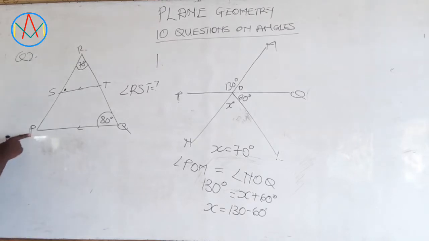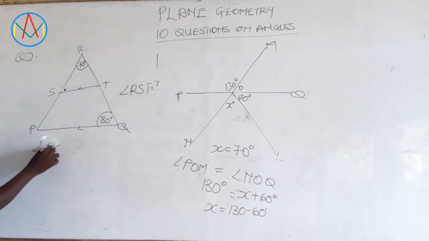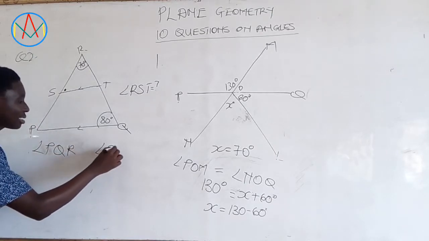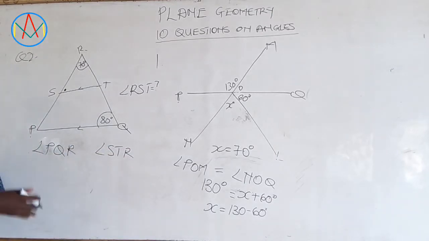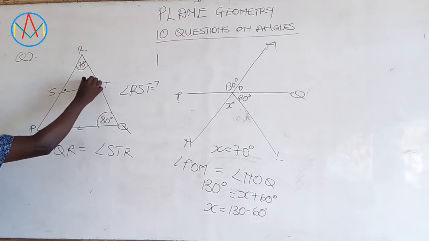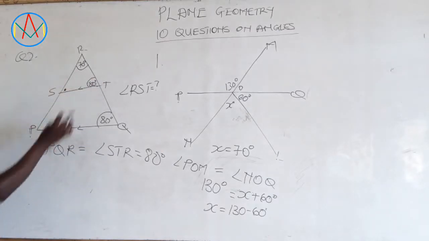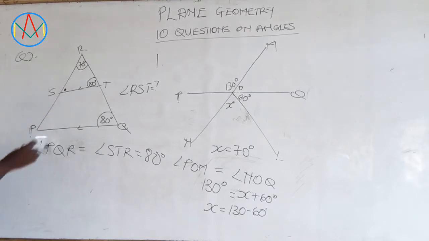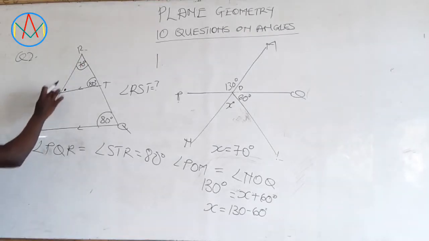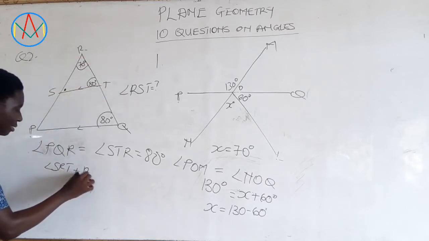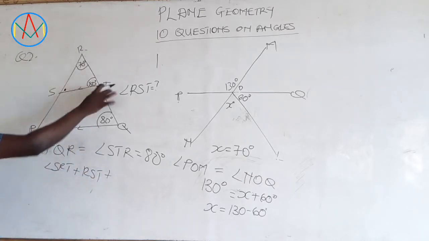Now when we look at angle PQR and angle STR, they are corresponding angles, this and this, and corresponding angles are equal. So we can see that this side is equal to this side, 80 degrees. So we want this side, we can add angle SRT plus angle RST plus angle RTS.